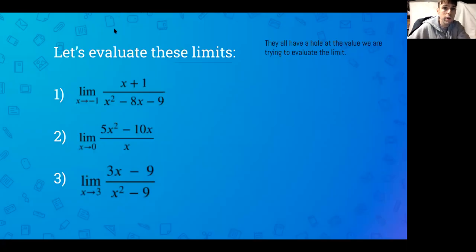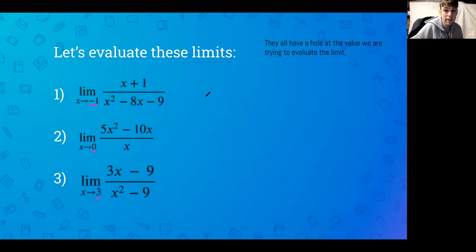All right, so really quickly, we can do these here. These are all going to have the same issue. They're all going to have a hole at whatever number we are looking at. Some of them are more obvious than others, but what we can do is we can factor all of these and remove this hole. So let's go ahead and do that.